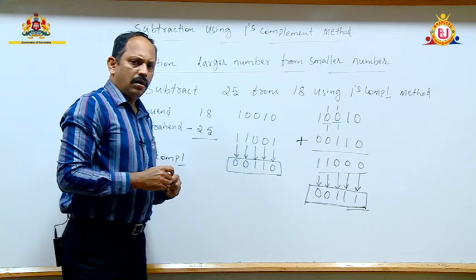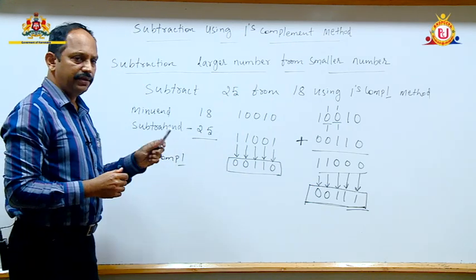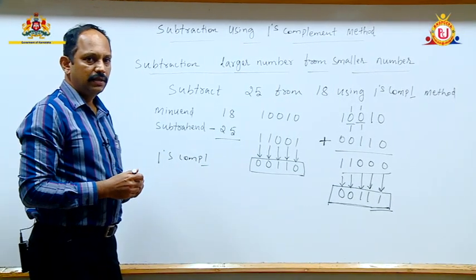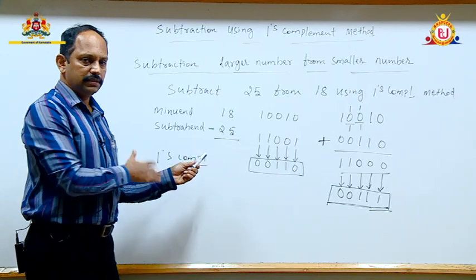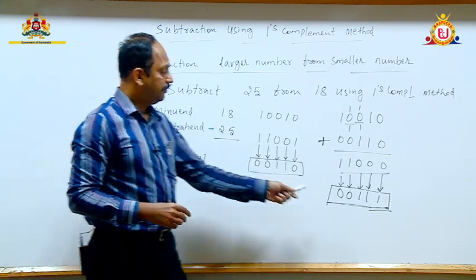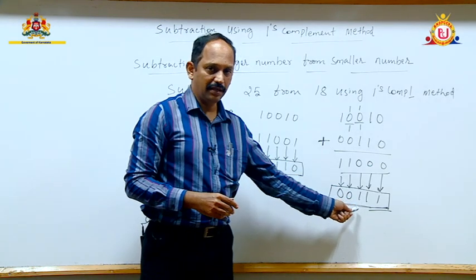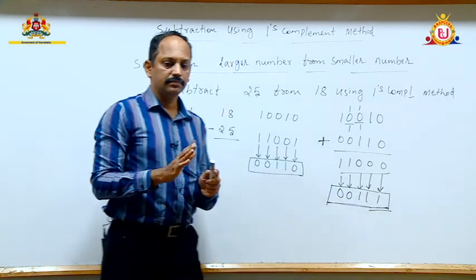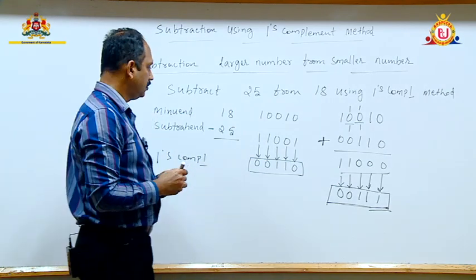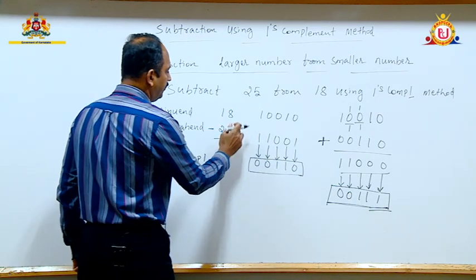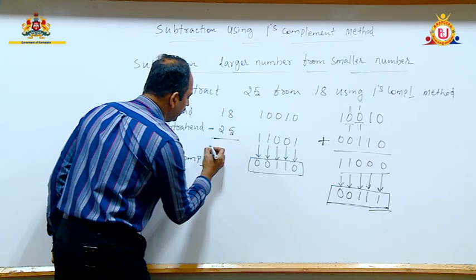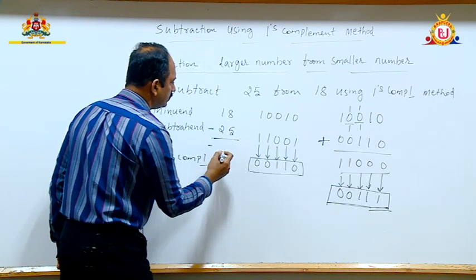Now, what is 18 minus 25 using the decimal number system? Let us calculate, and the resulting value let us convert into binary, and that binary number should be the same as this binary number. Then we can say that the result is correct. So dear students, what is 18 minus 25? Of course you get a negative number here. Okay.